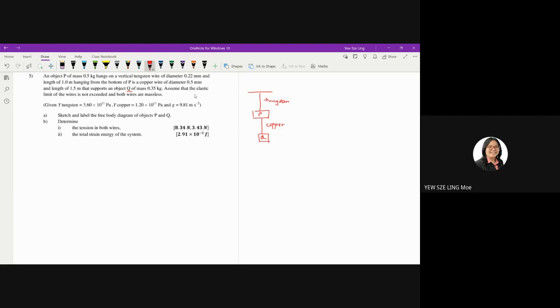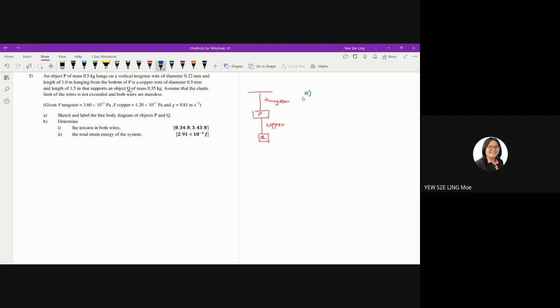Assume the elastic limit of both wires is not exceeded, and both wires are massless. The Young modulus of the tungsten wire is 3.6 times 10 to the power of 11, the Young modulus of the copper wire is 1.2 times 10 to the power of 11, and g is equal to 9.81 m s to the power of negative 2. Sketch and label the free body diagram of object P and object Q. So question A asks you to sketch the free body diagram.